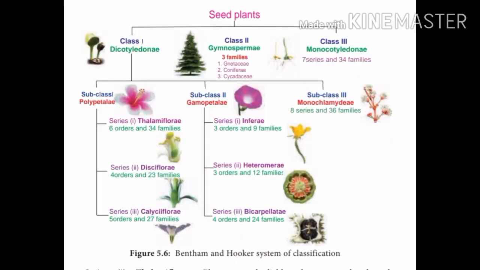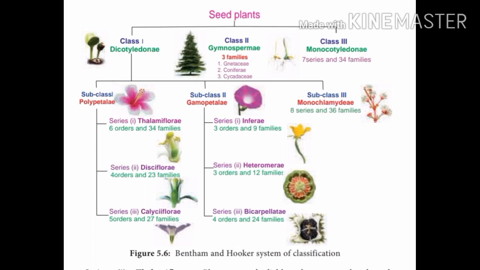The plant kingdom, seeded plant, is divided into basically two classes: Angiosperm and Gymnosperm. Dicotyledon and Monocotyledon belong to Angiosperm. The class Dicotyledon is further divided into three subclasses: Polypetalae, Gamopetalae, Monochlamydeae. Polypetalae is further divided into three series: Thalamiflorae, Disciflorae, Calyciflorae, based upon the shape of the thalamus.